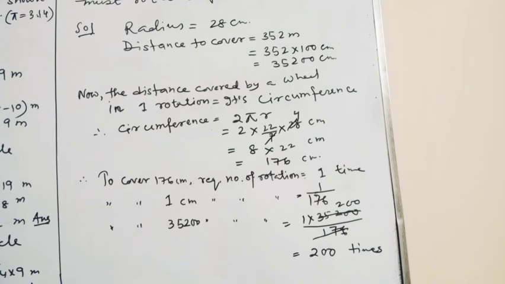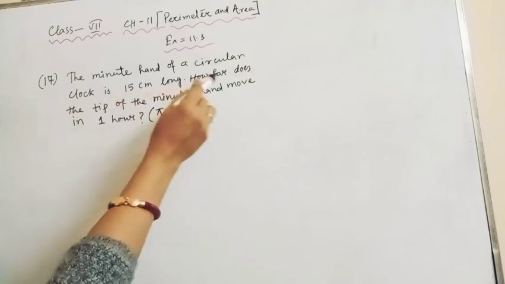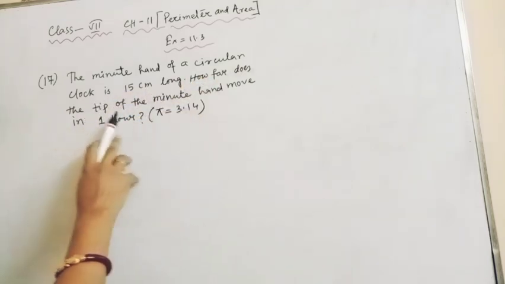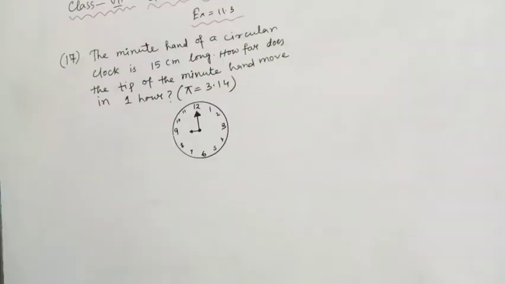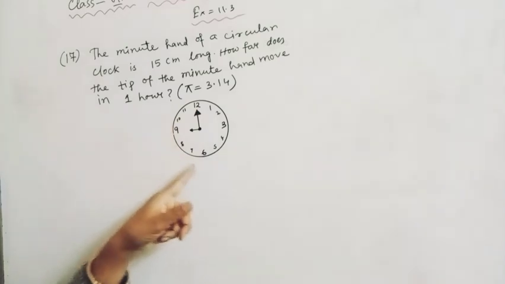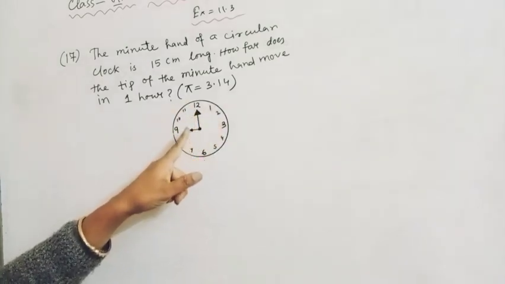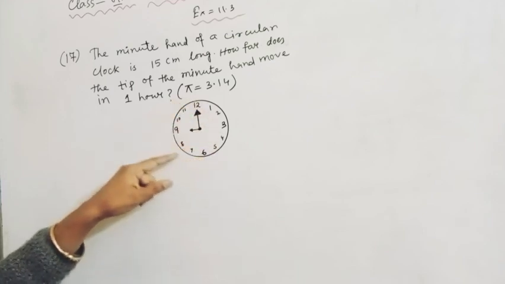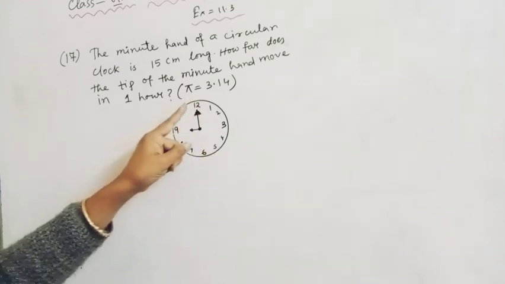Next question is question number 17. The minute hand of a circular clock is 15 centimeter long. How far does the tip of the minute hand move in 1 hour? Now look at this round circular clock where the minute hand will rotate 1 round. That means it will move 1 hour. 1 hour means 60 minutes.